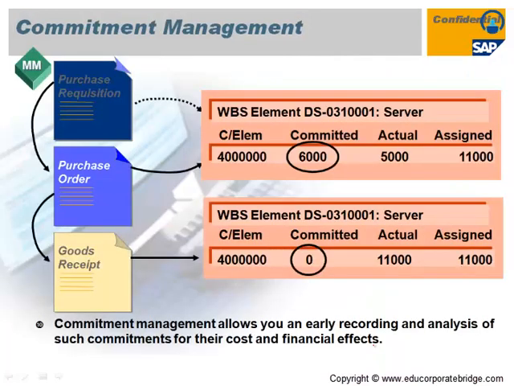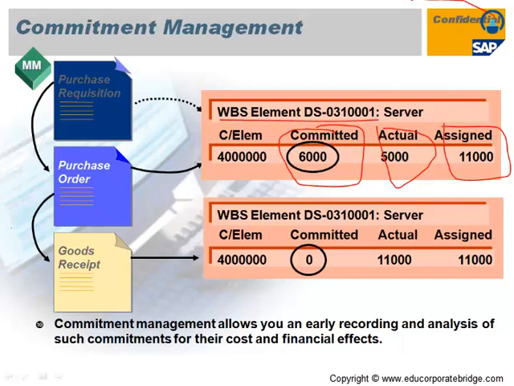Once you convert the purchase requisition to a purchase order, the system will show it as a commitment. So purchase requisition and purchase order are called a commitment. So my commitment is 6000, actual is 5000, and my assigned is 11000 across that particular WBS element.